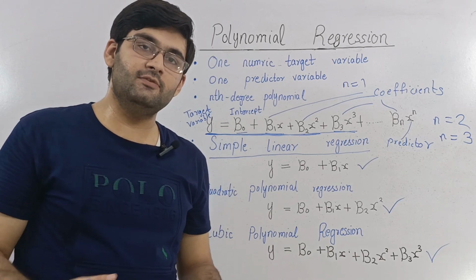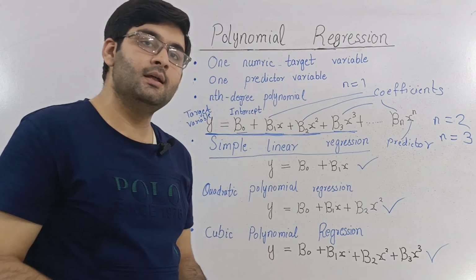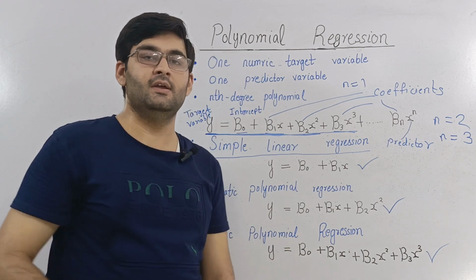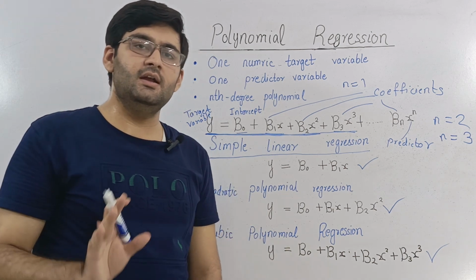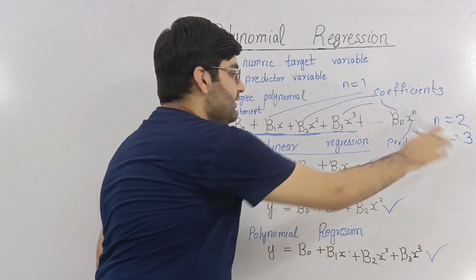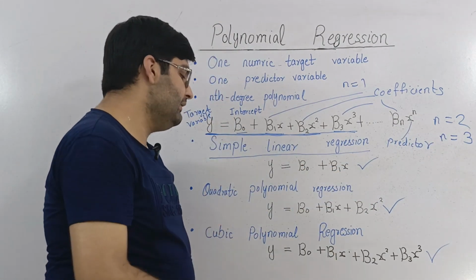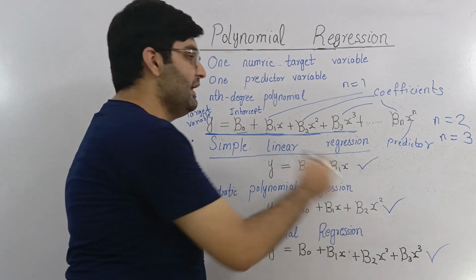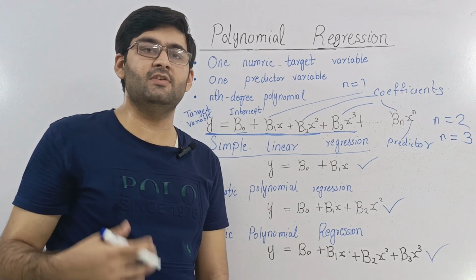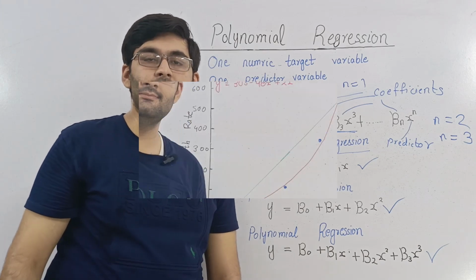As we increase the value of n, the complexity of the model also increases. But in practice, it is common to take it till n equal to 3, that is, to take it till cubic polynomial regression. Greater values of n will add unnecessary complexity.